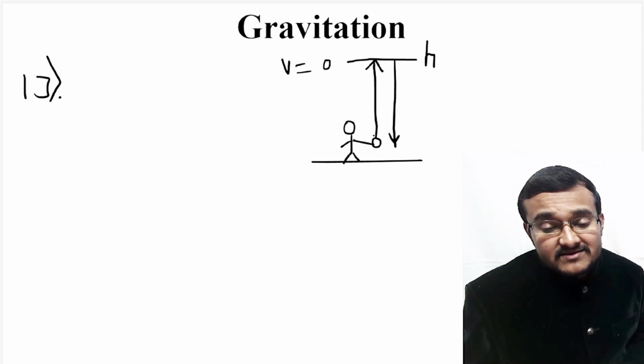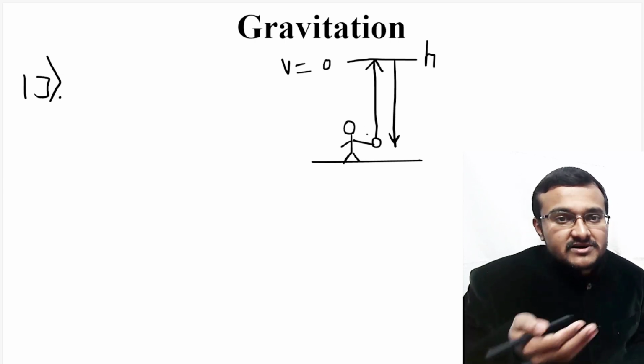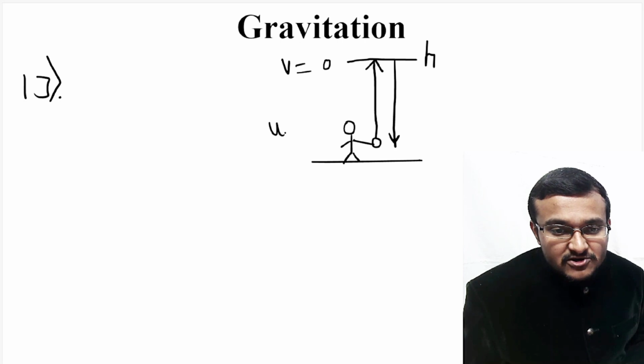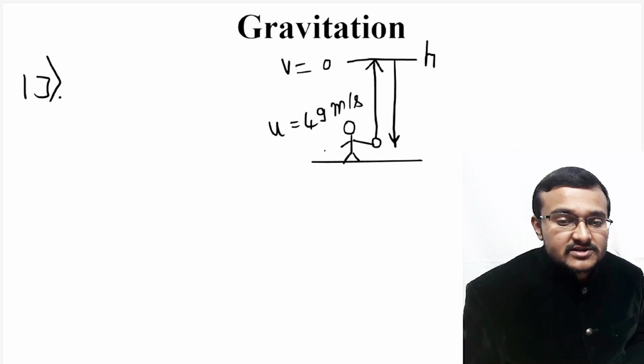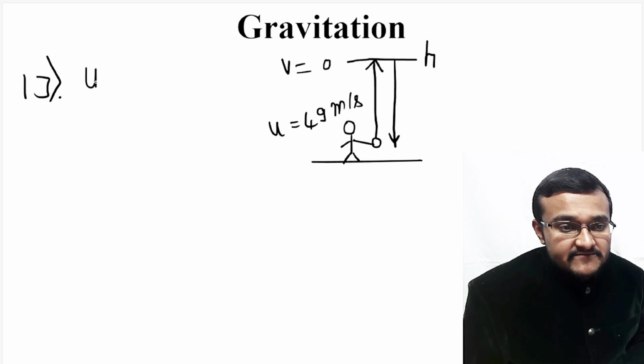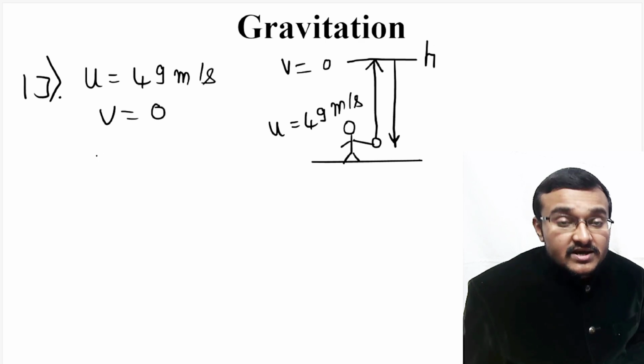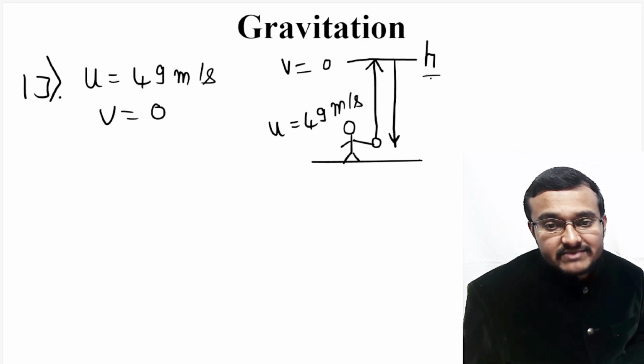When this particular ball was launched from Earth's surface, its initial velocity was equal to 49 meter per second, which is given in this particular question. So now we have the initial speed, that is 49 meter per second, and the final speed is equal to 0. Based on this, you have to calculate the maximum height.